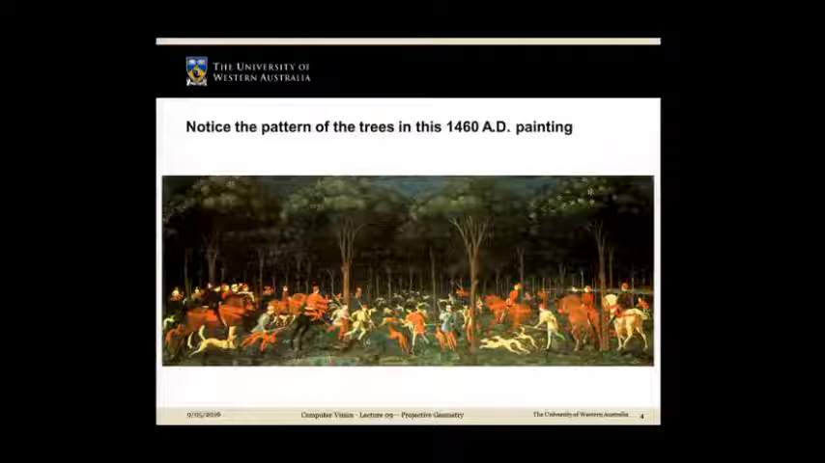Now, if you look at this ancient painting, it's from 1460 AD. This also gives you an idea that people of that age were well aware of these sort of concepts. If an object is closer to you, it is bigger in size, and as it moves away from you, it gets smaller. So if you look at the trees, they are parallel, right? But on an infinite ground plane, these trees are shrinking, right?